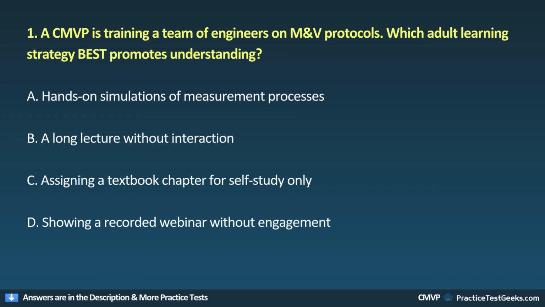1. A CMVP is training a team of engineers on M&V protocols. Which adult learning strategy best promotes understanding? A. Hands-on simulations of measurement processes. B. A long lecture without interaction. C. Assigning a textbook chapter for self-study only. D. Showing a recorded webinar without engagement.